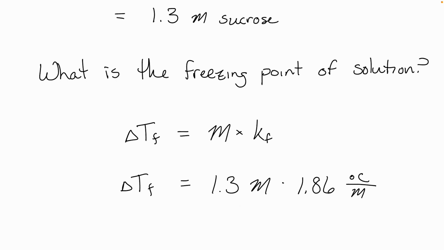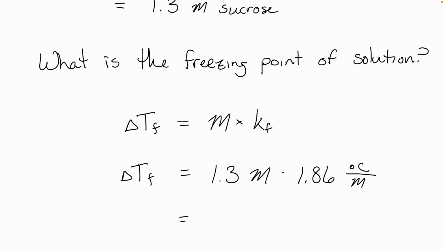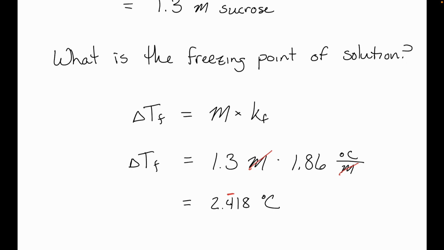All right, and then multiply that together. Get 2.418. My units are degrees Celsius, right? Because molal has canceled. And then how many sig figs? 2. Okay. So then am I done?